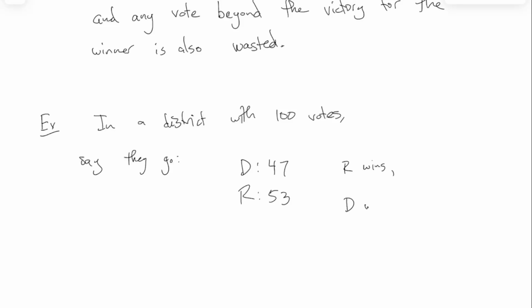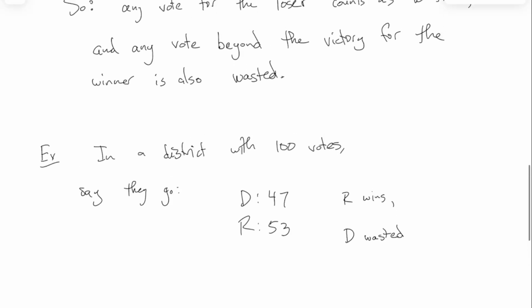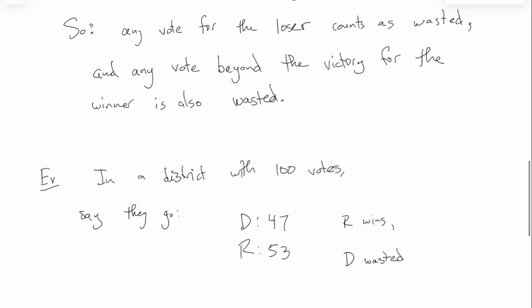The D wasted, remember what I said at the top there? Any vote for the loser counts as wasted. The D was the loser, so the D in this case wasted 47 votes. And the R wasted, what else does it say at the top there? Any vote beyond the victory for the winner. Can anybody say how many extra votes they got that they didn't actually need beyond what it takes to win?